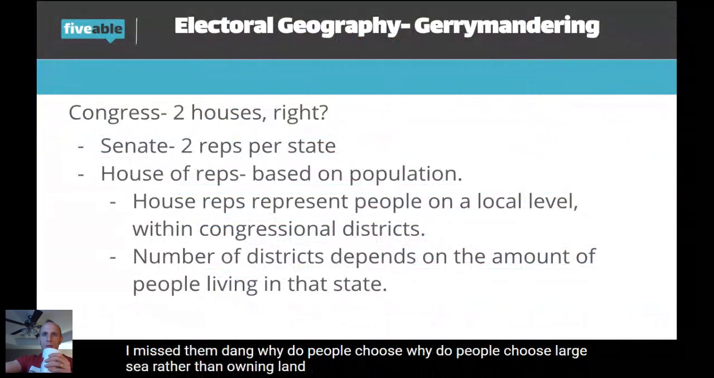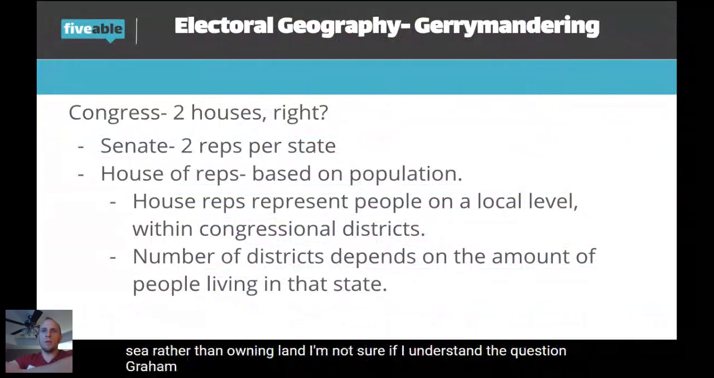Why do people choose law of the sea rather than owning land? I'm not sure if I understand the question, Brianna.